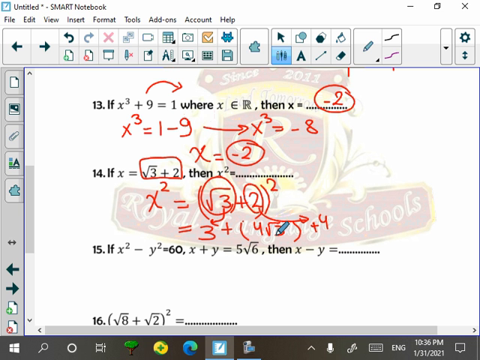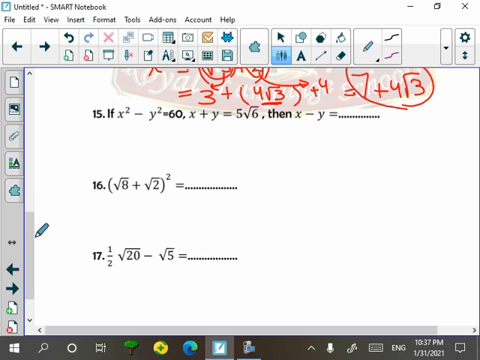Again, first times second times 2 will be 4 root 3. First, root 3 times second, which equals 2, then root 3 times 2 times 2 will be equal to 4 root 3. Okay, 3 plus 4 equals 7 plus 4 root 3. Then the answer for x power 2 will be 7 plus 4 root 3.